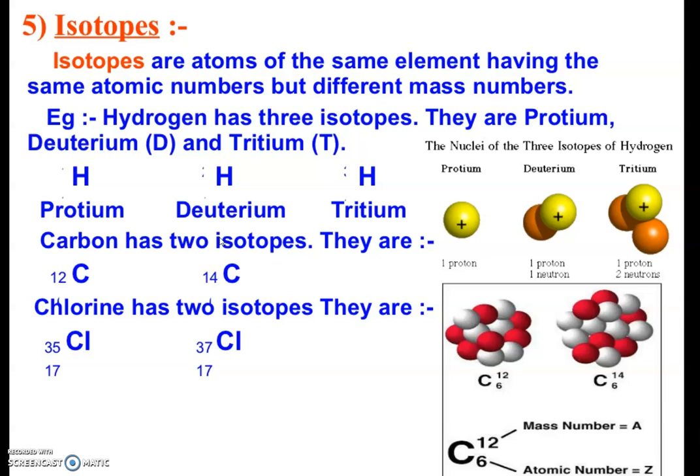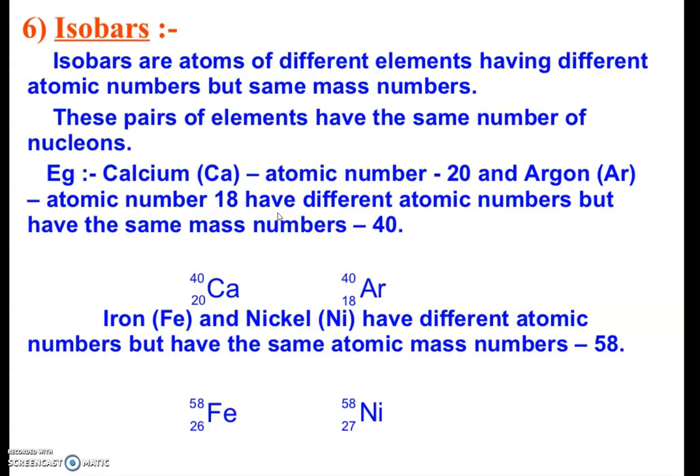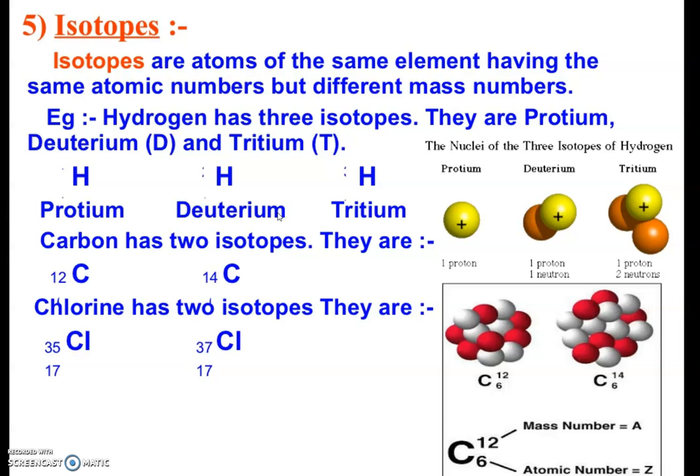The next one is isotopes. What are isotopes, children? Isotopes are substances which have the same atomic number but different mass numbers. Here you can see the examples of hydrogen. So what are isobars? Isobars are the substances or different elements which have the same mass number. What are isotones? Isotones are the substances which have the same number of neutrons. So all these things we have studied in this chapter.